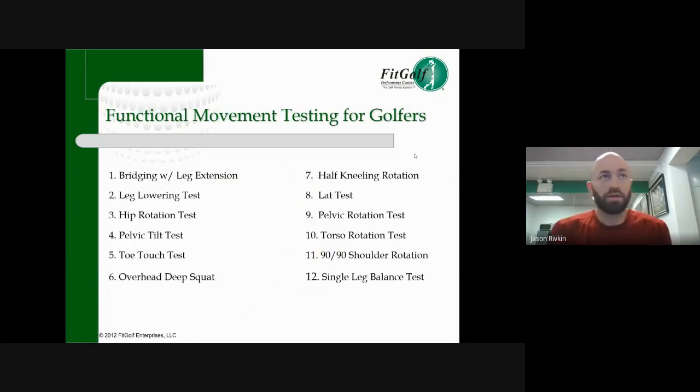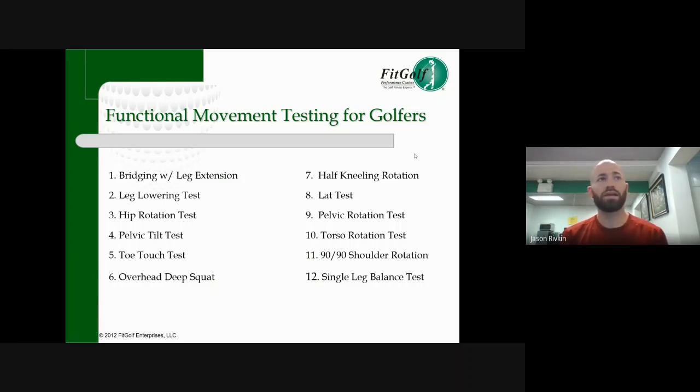Okay, so from here, we're going to get into the 12 functional movement tests that we use for golfers to get a picture of their body strengths, weaknesses, and limitations. As I commented on earlier, each one of these 12 tests relates to an issue within the golf swing. It's not to say that if you were to fail one of these tests that you would definitely suffer from the swing characteristic associated, but you'd be more likely to have that swing issue.